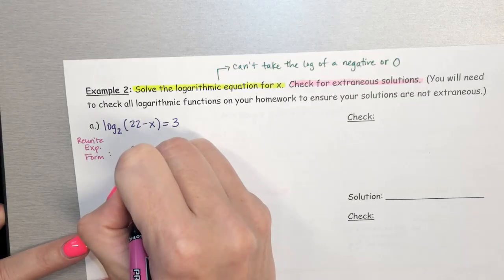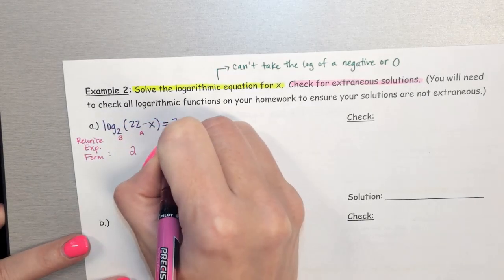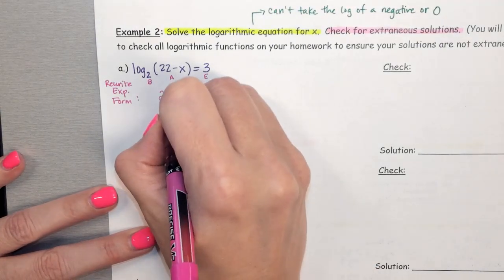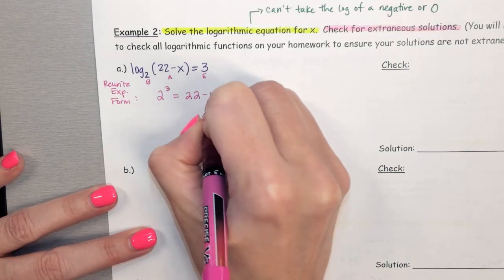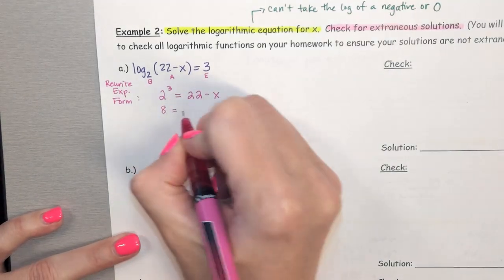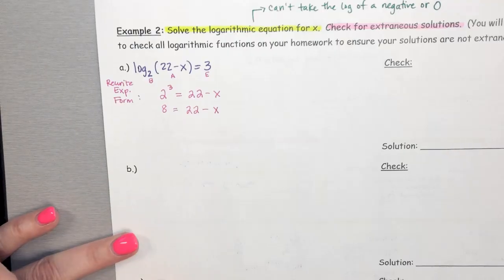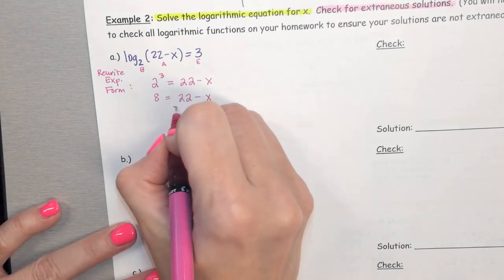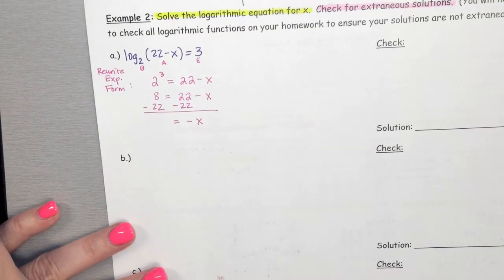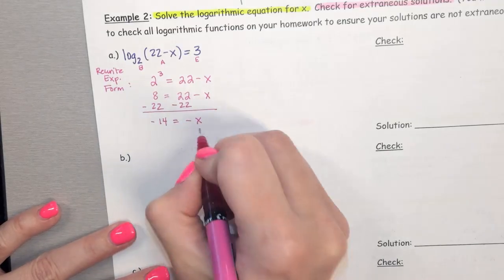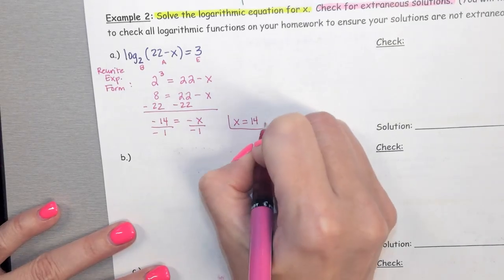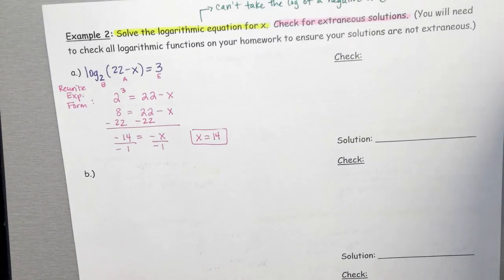So it's going to be the base. You can think base, answer, exponent. This is where b comes in. Your base is 2, your exponent is 3. The answer to that would equal 22 minus x. And from here, easy peasy lemon squeezy, algebra 1 stuff, right? We're just going to move all of our numbers to one side to solve for x here. Okay, so your x value is 14, and then we just have to check to make sure it's not extraneous.